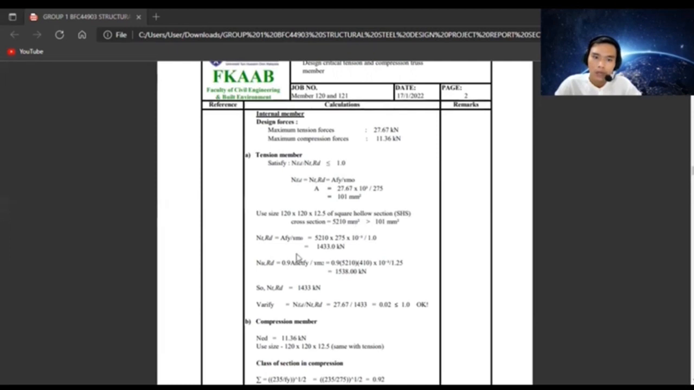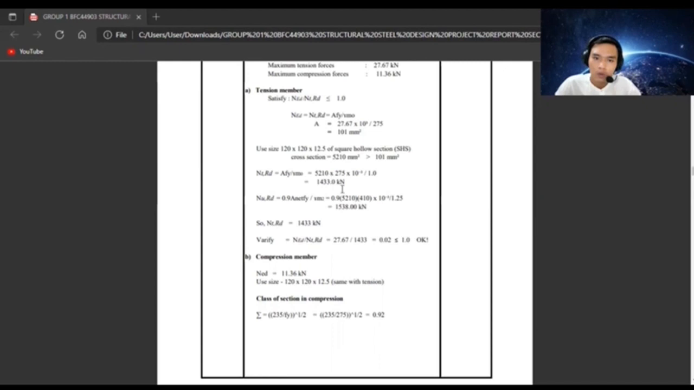5,210 millimeter square. So for NtRd, we put the value that we compared before, which is 5210 times 275 times 10 to the negative 3 divided by 1. So we got the NtRd value of 1433 kilonewton. For NuRd, this is the formula that we use: 0.9 A NfU. So 0.9, the value of A here is 5210 times 410 times 10 to the negative 3 divided by 1.25. So the value for NtRd is 1433 kilonewton.